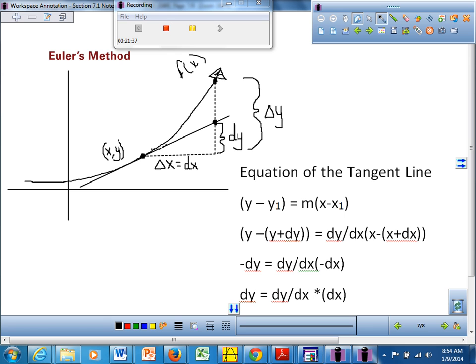Do I need to wait a minute while you sketch? Okay. So again, my picture differs a little from your book. That's what it is.